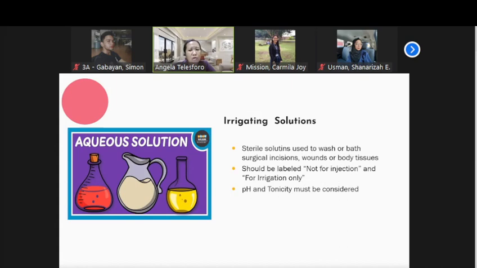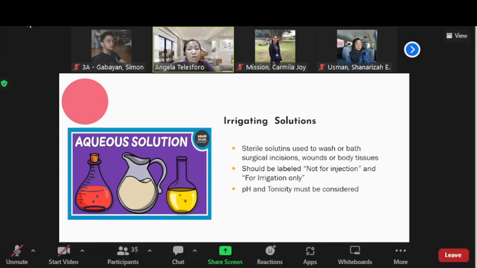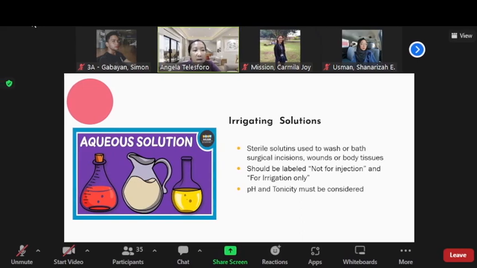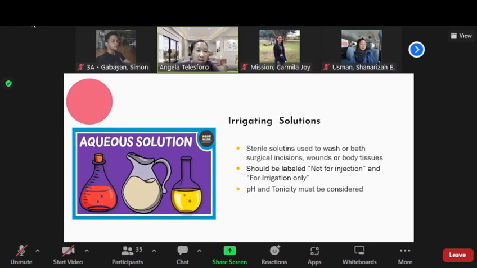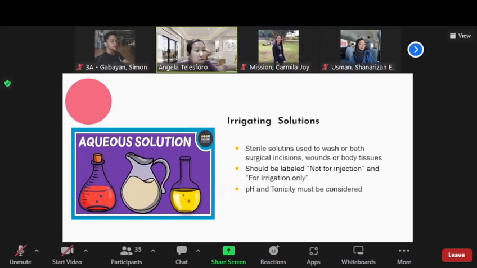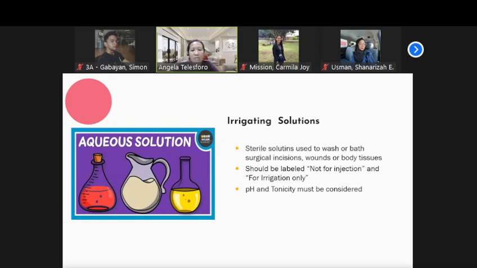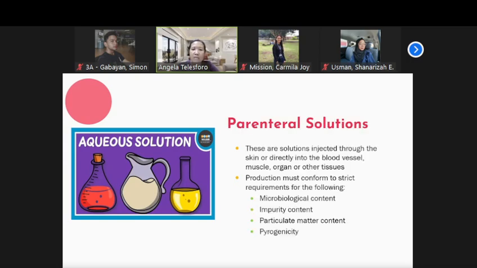Irrigating solutions are used to wash or bathe surgical incisions, wounds, or body tissues. For example, before dressing of wounds, we use irrigating solutions. The label says for irrigation only. And the pH is considered along with the tonicity, because if not, it will affect the area.